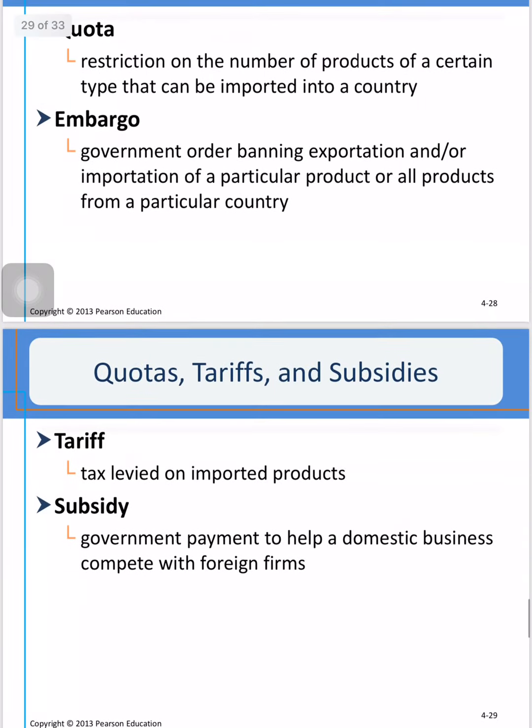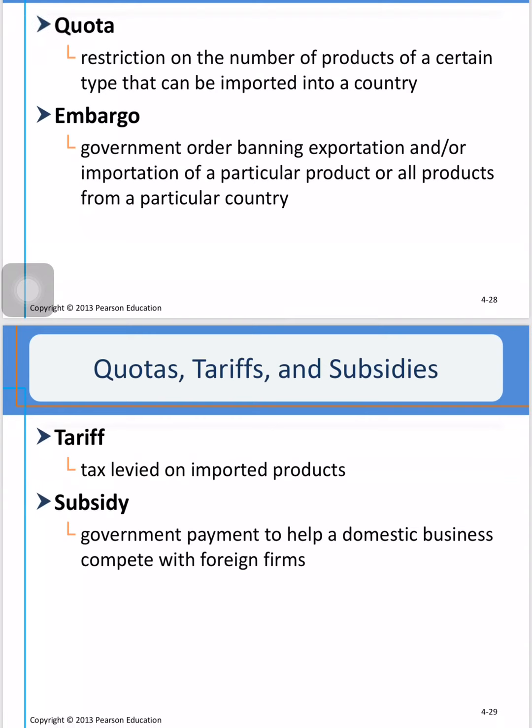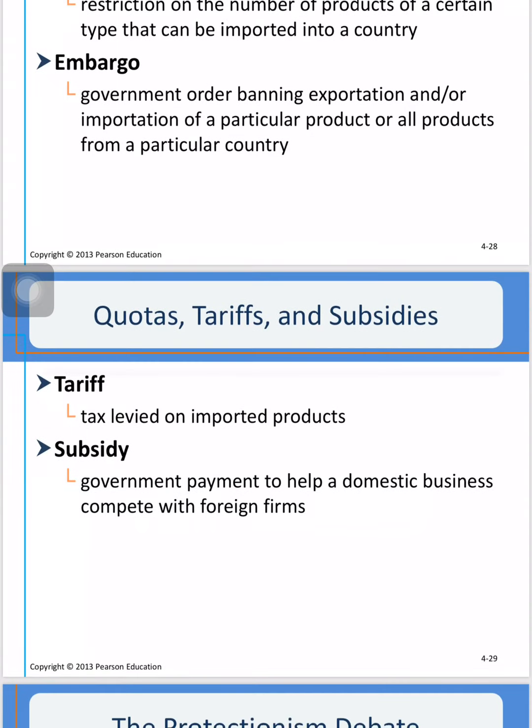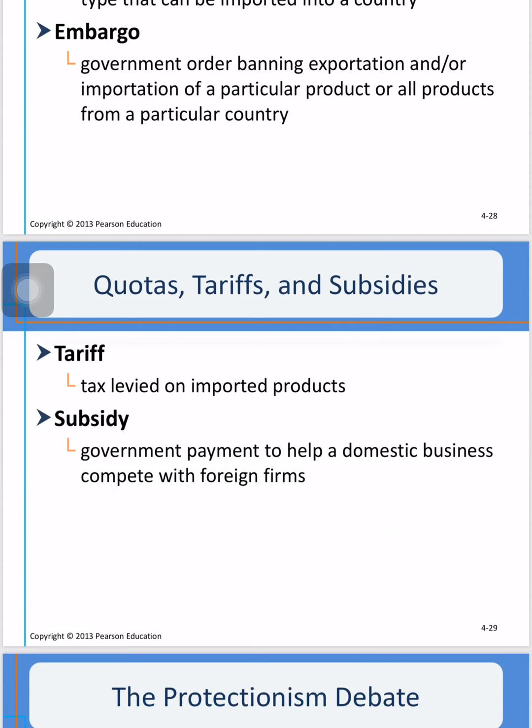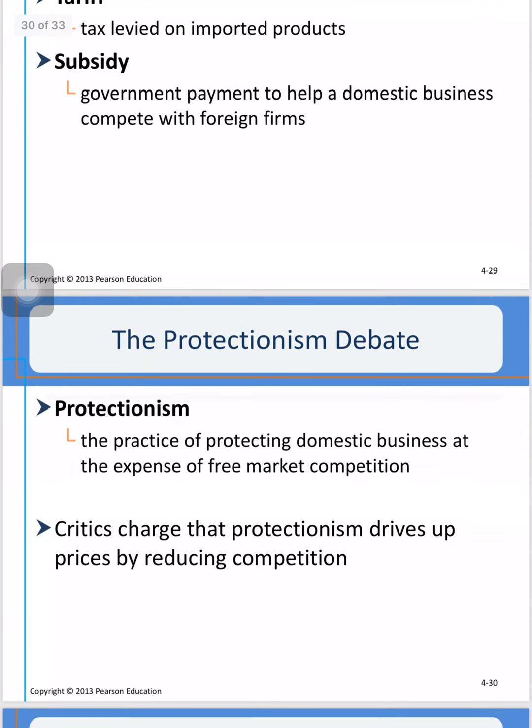Okay, embargo. And then a tariff is a tax placed on imports. This tariff directly affects the price by raising the price of imports. Okay, a subsidy is a form of indirect tariff. It's a government payment to help a domestic firm to compete with a foreign firm.